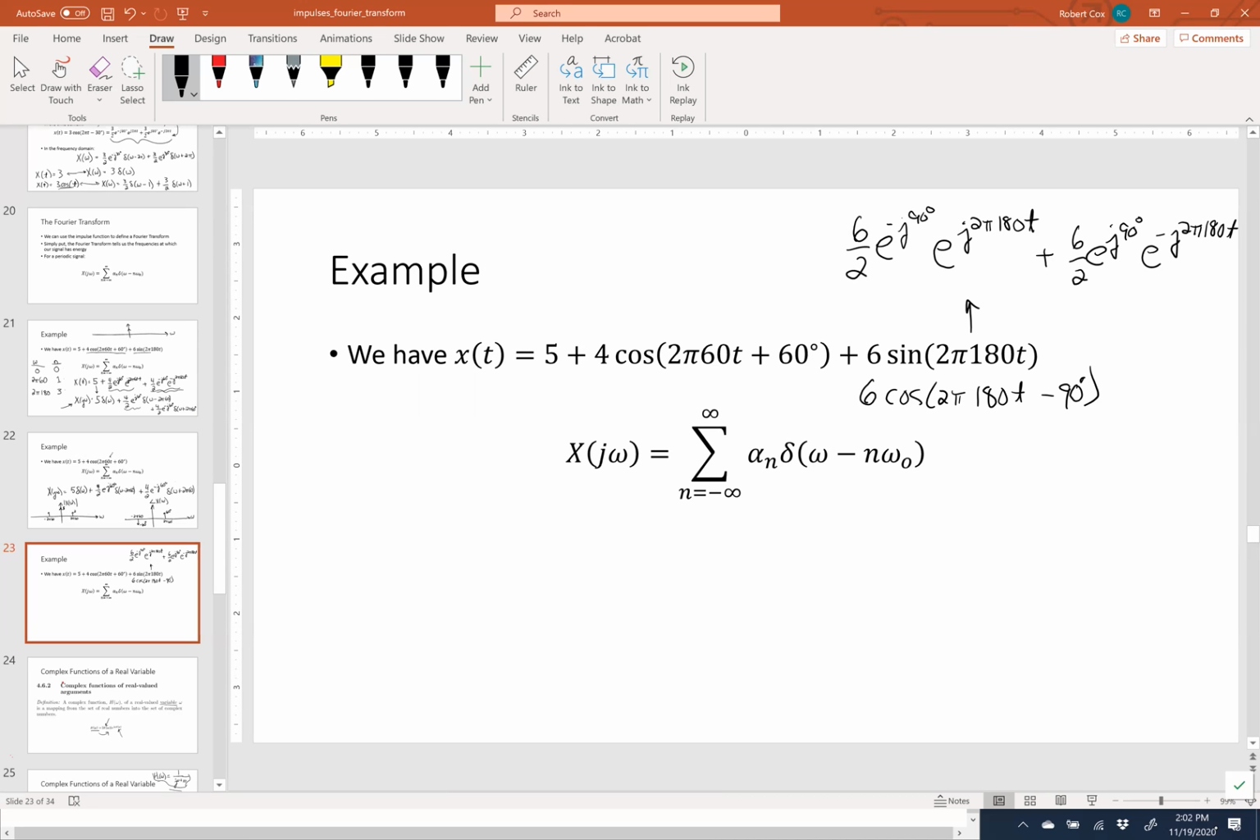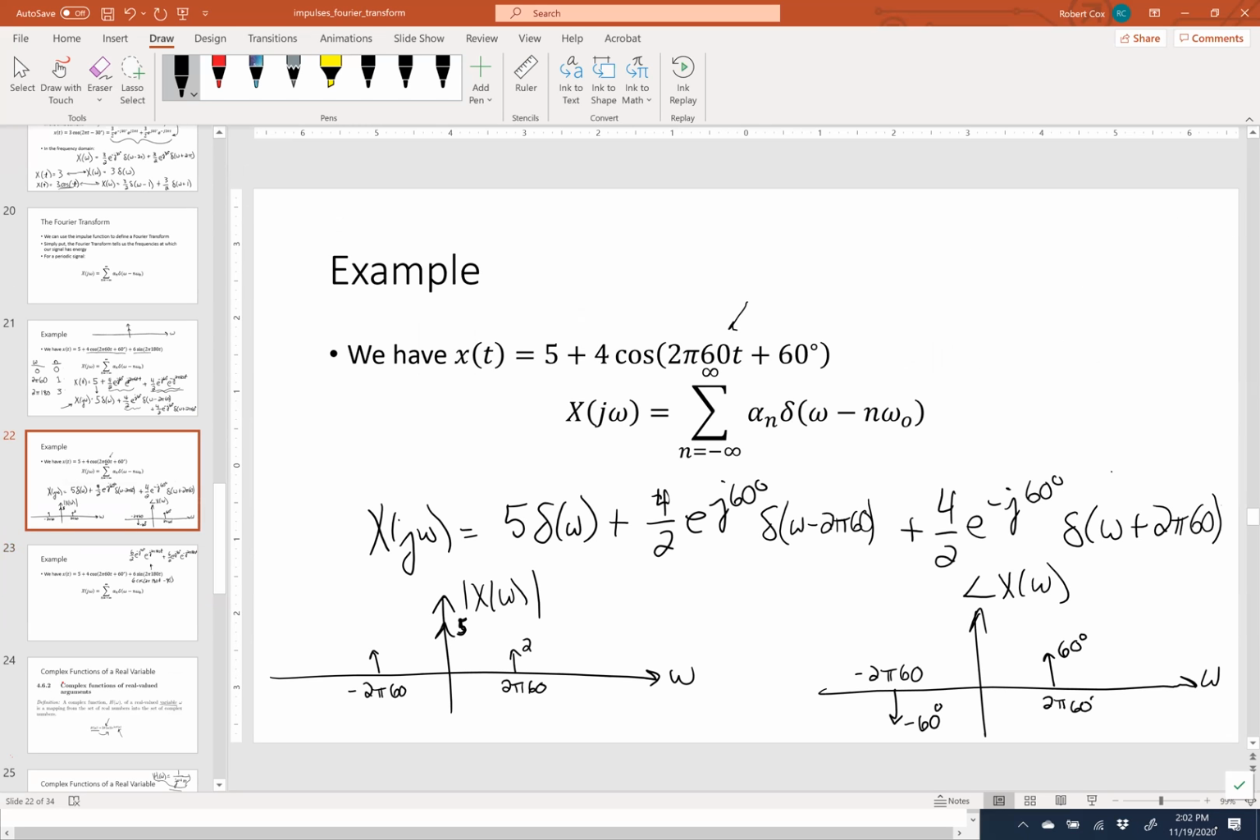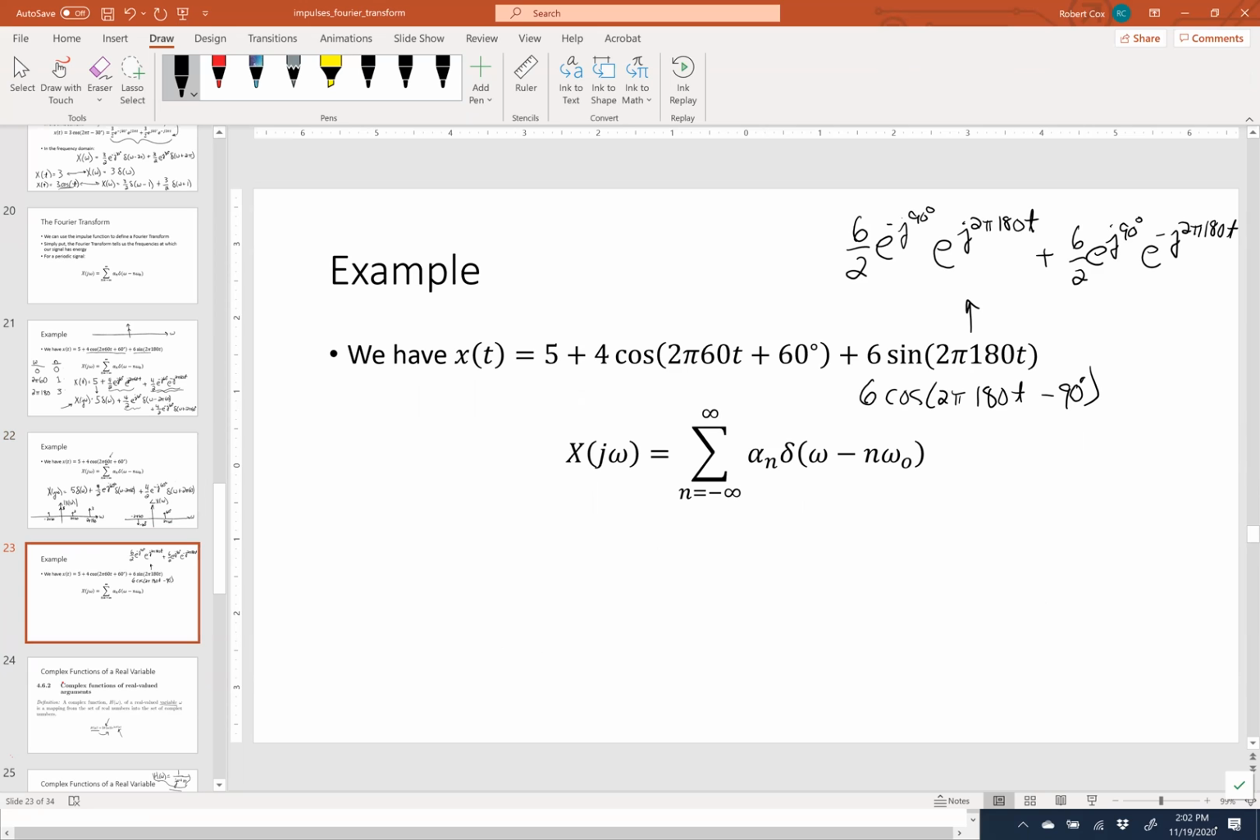So if I wanted to add that to my graph, that means at 2 pi 180 I would add a magnitude of 3. What do I add at minus 2 pi 180? What's the magnitude there? This guy tells me I've got a term at minus 2 pi 180. What's the magnitude of that term?